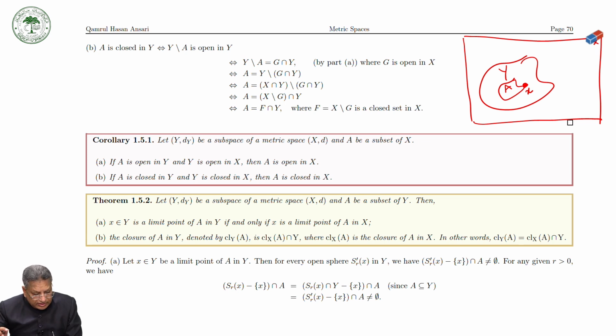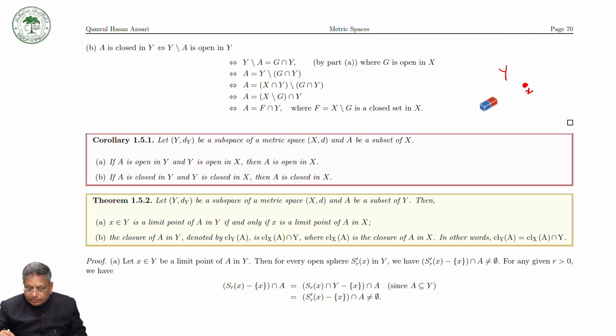Okay. Similarly, the closure of A in Y is equal to the closure of A in X intersection Y. So here, for the limit point it is the same, but for the closure and interior it is different. So x is a limit point of A in Y if and only if x is a limit point of A in X.